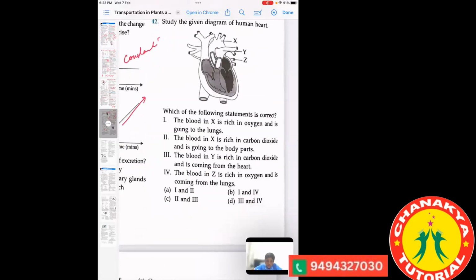We have to study these and tell the correct one. We have to study these four. Let me read them out for you. The blood in X is rich in oxygen. They have given here that this part is rich in oxygen and is going to the lungs. Is it right or wrong?